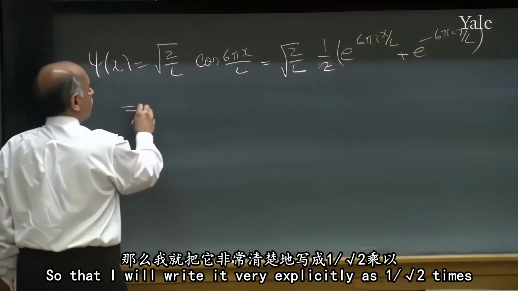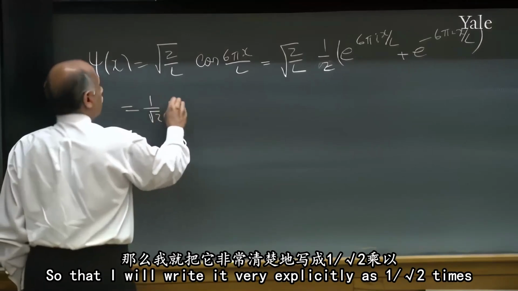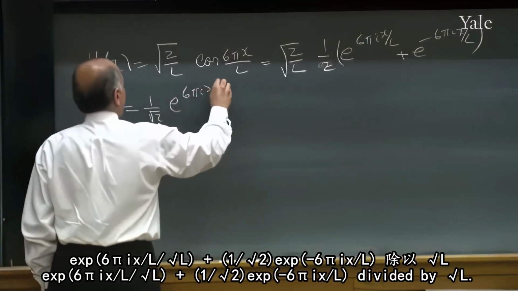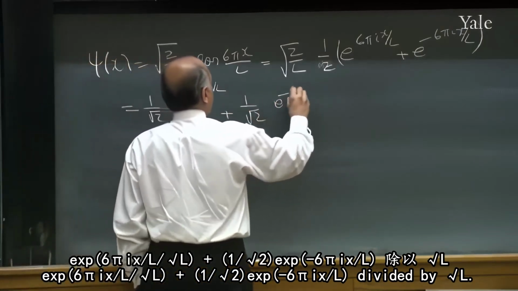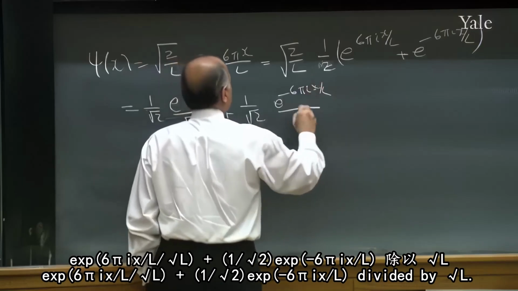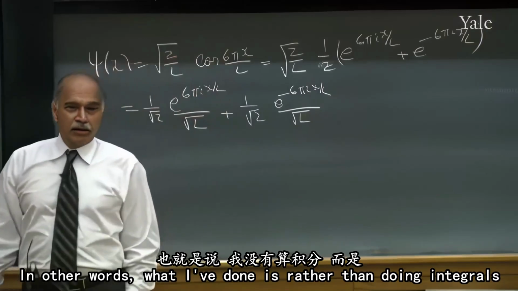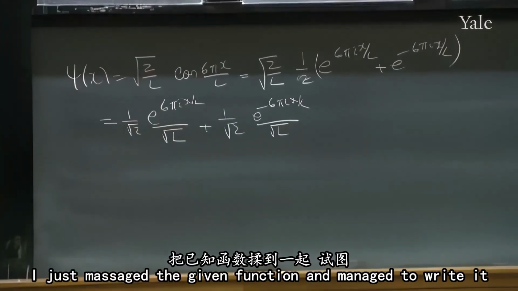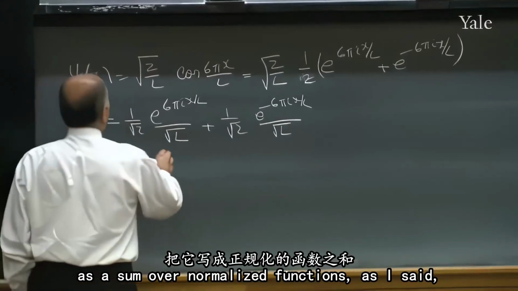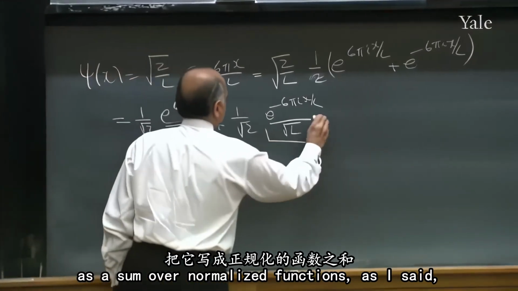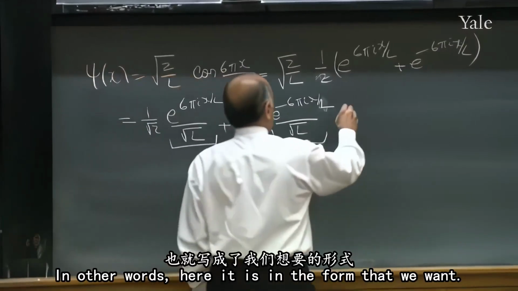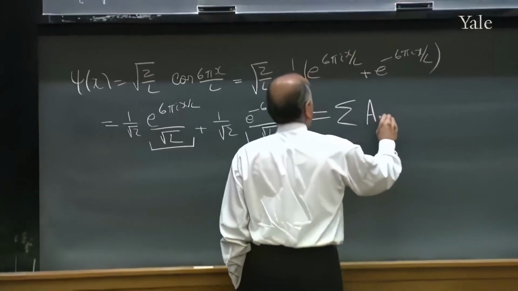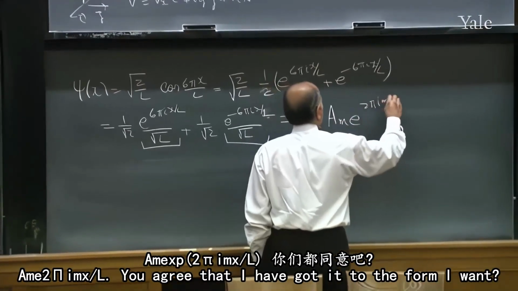So that I will write it very explicitly as 1 over root 2 times e to the 6 pi i x over L divided by square root of L, plus 1 over root 2 e to the minus 6 pi i x over L divided by square root of L. In other words, what I've done is, rather than do any integrals, I just massage the given function and managed to write it as a sum over normalized functions associated with definite momentum with some coefficients. In other words, here it is in the form that we want, a_m e to the 2 pi i m x over L.